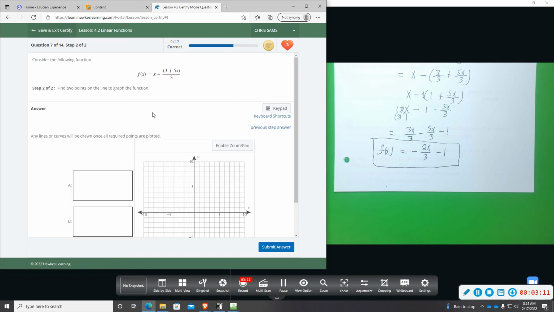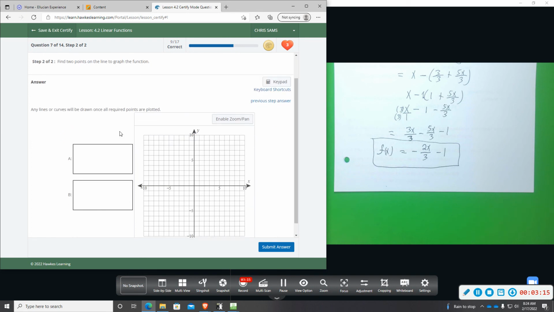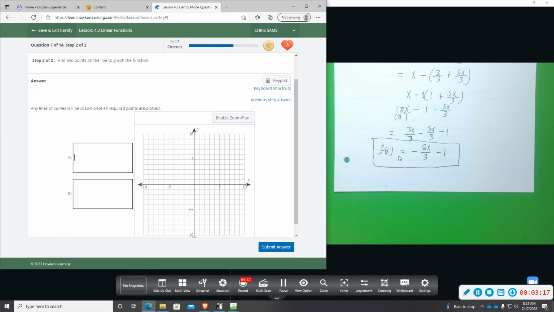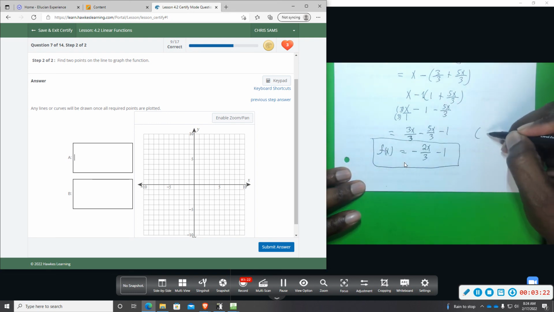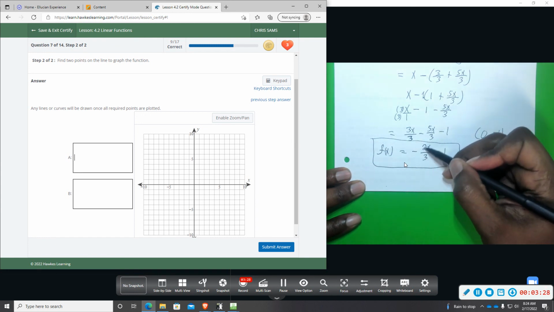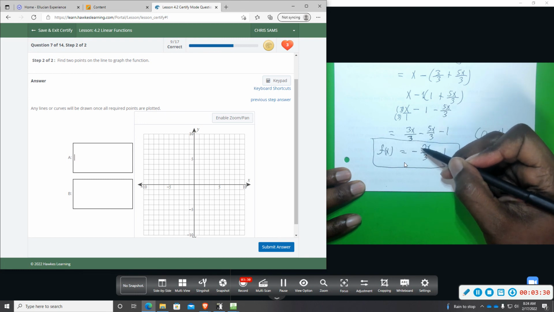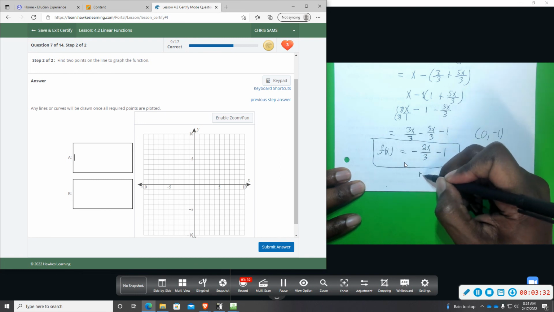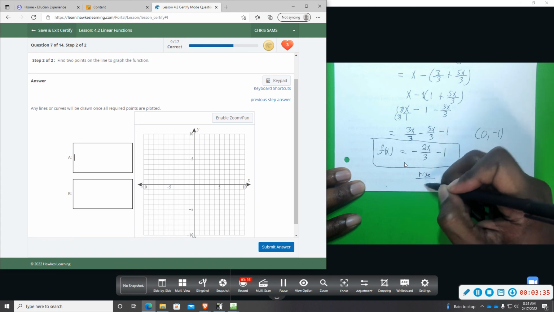All right, part 2 says we want to graph it. We're going to put ordered pairs. So one of them I'm going to use is the y-intercept. All right, so my slope is negative 2 over 3. This is going to change the y-axis. So remember, rise over run.